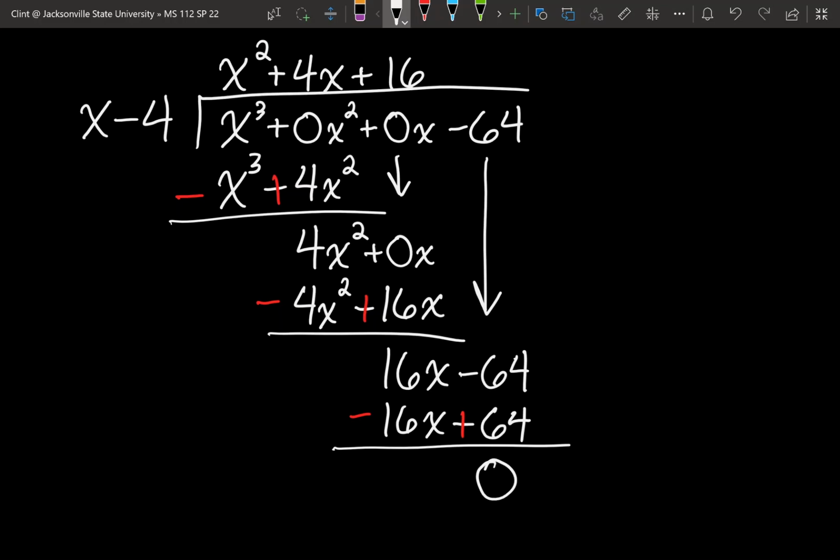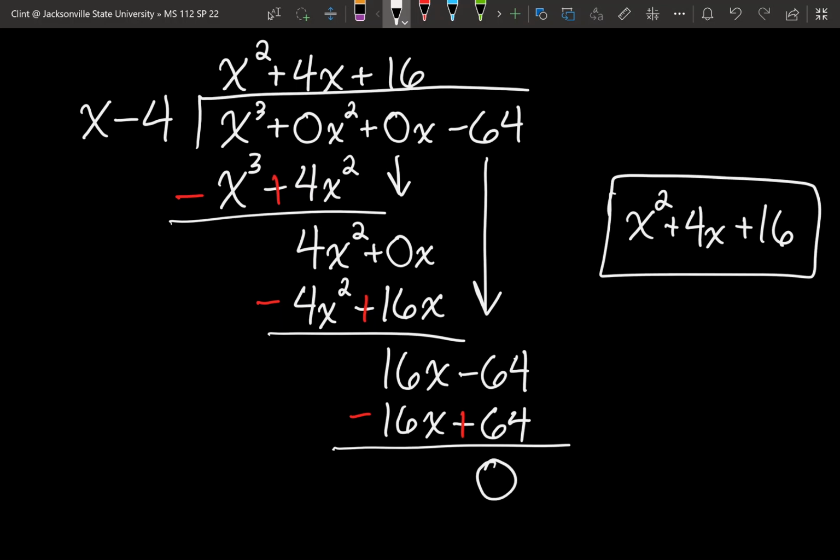Okay. So our answer on this one is just x squared plus 4x plus 16, no remainder, so we don't have to write down the weird fraction term. And if it asks us for our remainder, we would say 0. Questions on those?